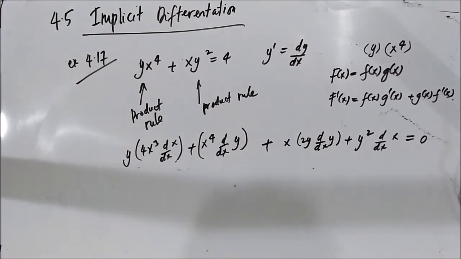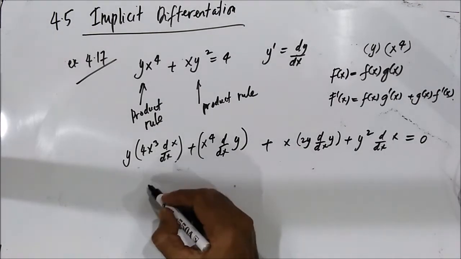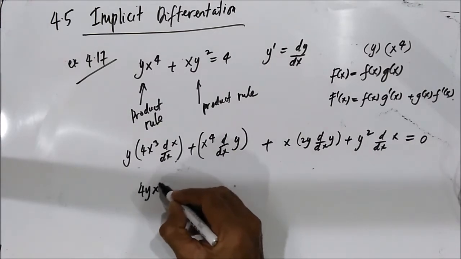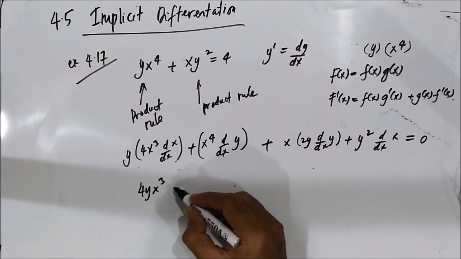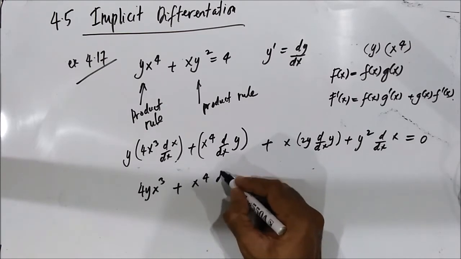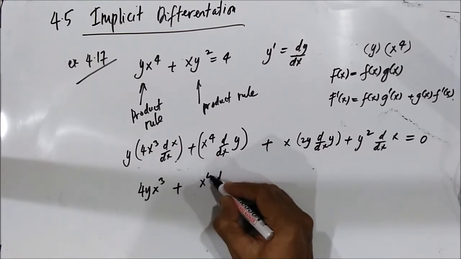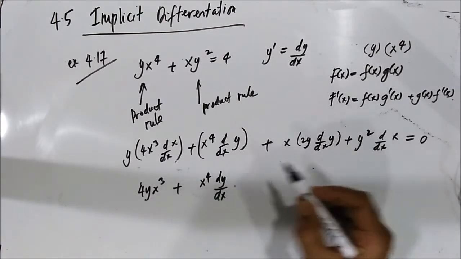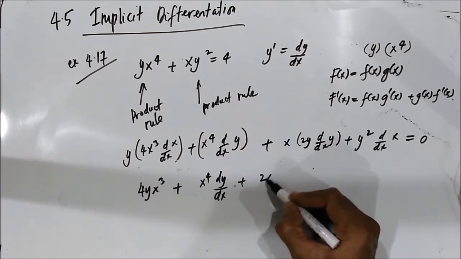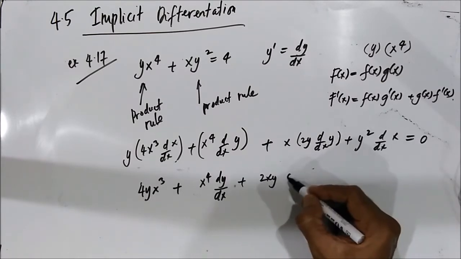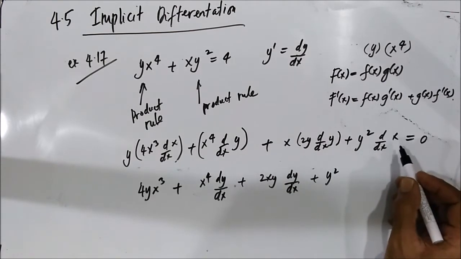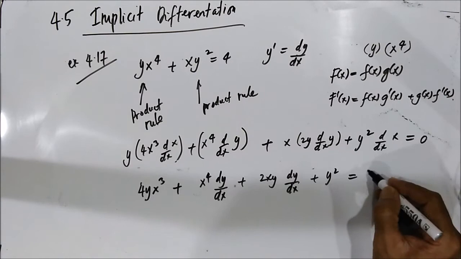Okay, so if I solve here, I will get y multiplied by 4 is 4y x raised 3, dx/dx is 1, plus x raised 4, d/dx of y is dy/dx, x raised 4 dy/dx, plus x multiplied by 2y is 2xy, d/dx of y is dy/dx, plus y squared, dx/dx is equal to 1, and here is equal to 0.